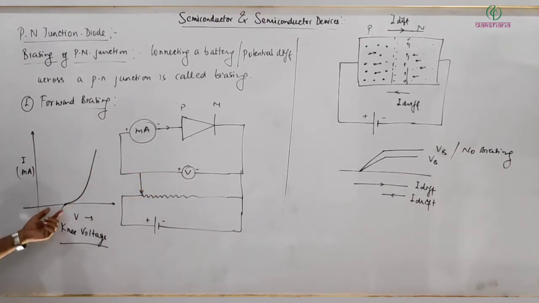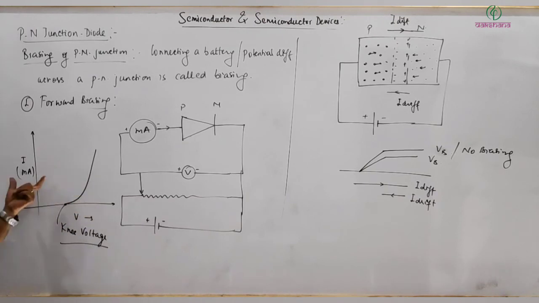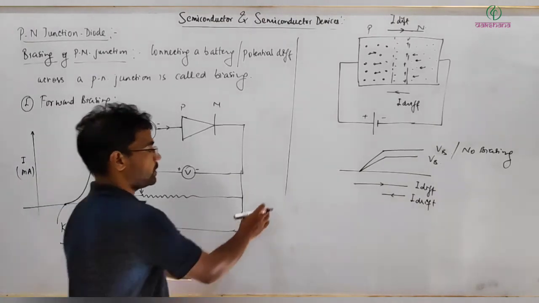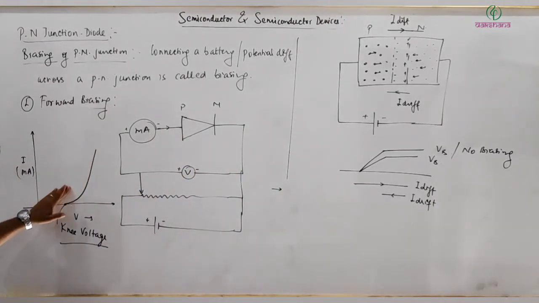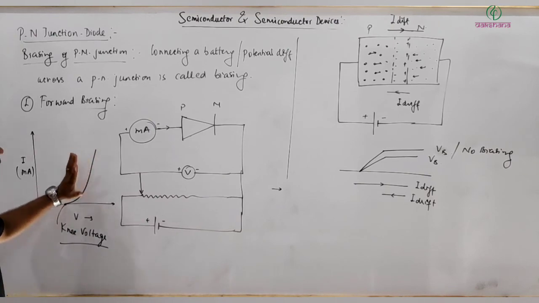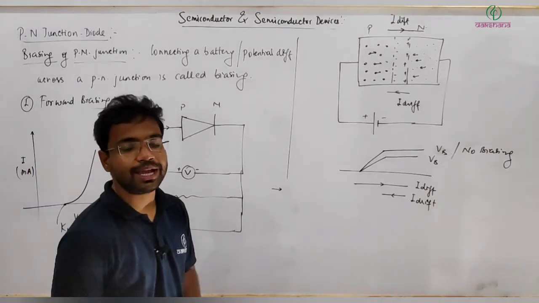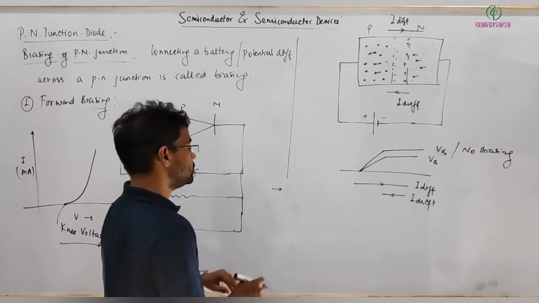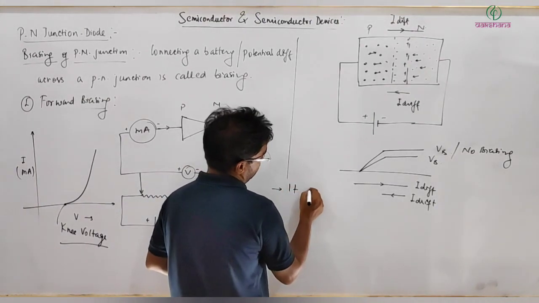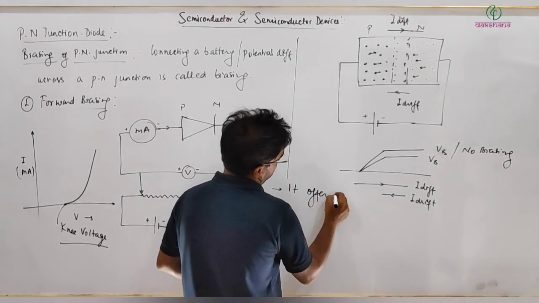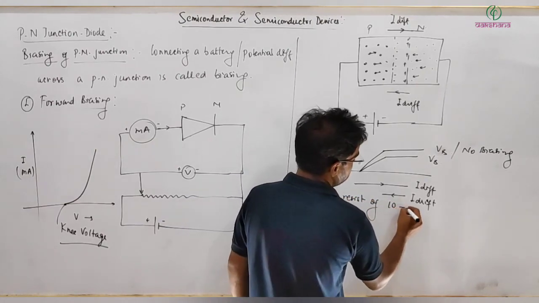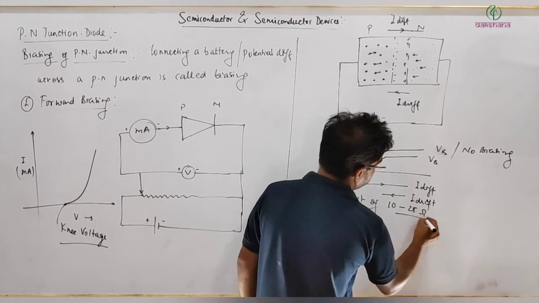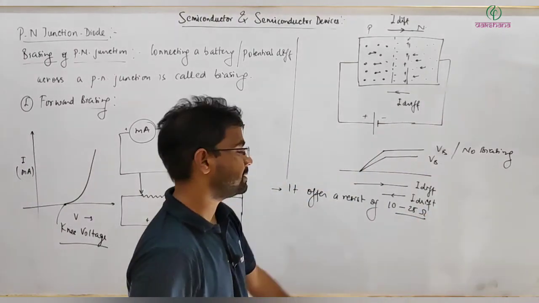Now you can see after a certain time the current increases rapidly. So here, the resistance: first thing is, you can see the graph is not a straight line, so it will not have a constant resistance. Here we calculate dynamic resistance. It offers a resistance of something like 10 to 25 ohm in forward biasing, roughly that much.